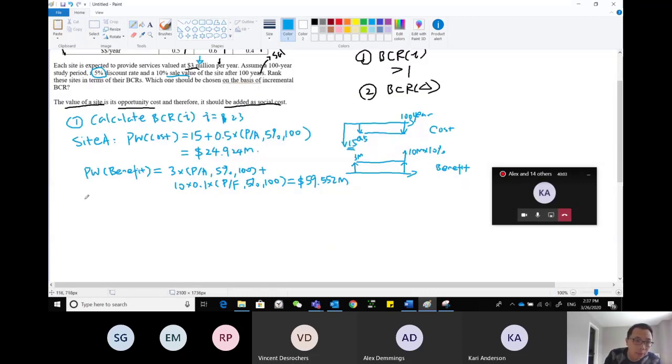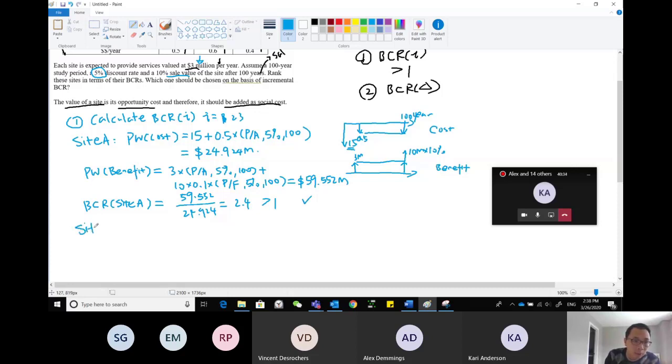Okay, so now we have our benefits and cost. If we calculate our BCR for project site A, that will be 59.552 divided by 24.924. This will give us 2.4. Okay, so it's bigger than 1. So for site A, we know it's okay. We can use it for the second round.